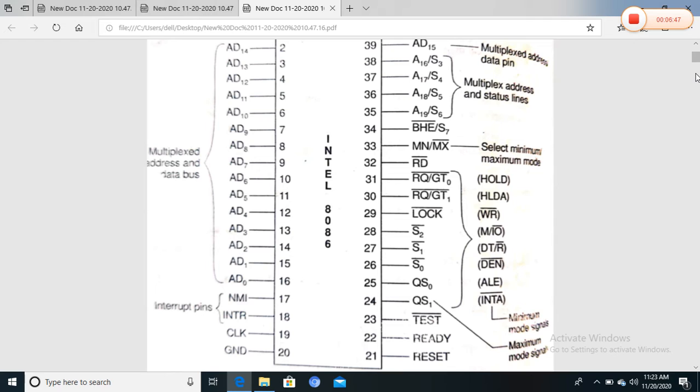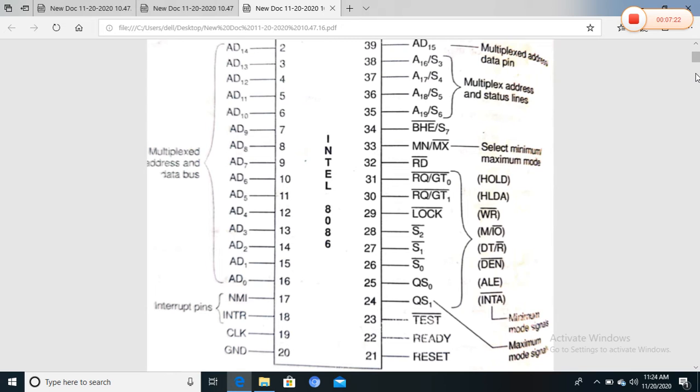First, pins 2 to 16 and pin number 39 are AD0 to AD15. These lines are time-multiplexed bidirectional address and data bus. During the T1 clock cycle, these bus lines carry the lower-order 16-bit addresses.